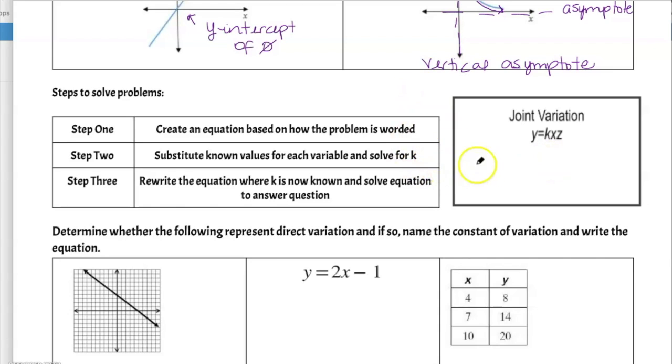Another type that we need to know about is joint. So joint variation would be something that says that y is going to vary jointly with x and z. And so we're still using multiplication, but now rather than having a single variable, we're going to use multiplication with 2. So a lot of this type of problem is really just knowing those relationships and knowing what to plug in for, and then being able to solve.